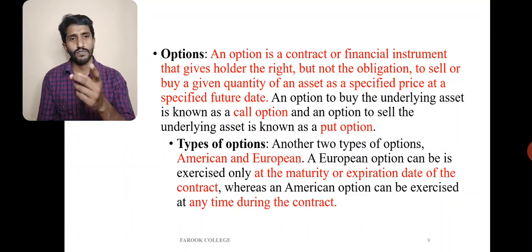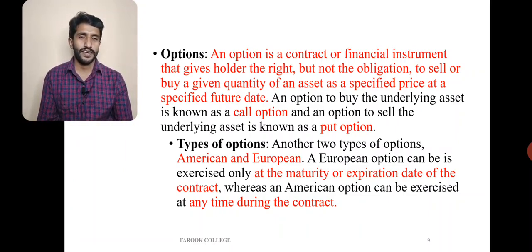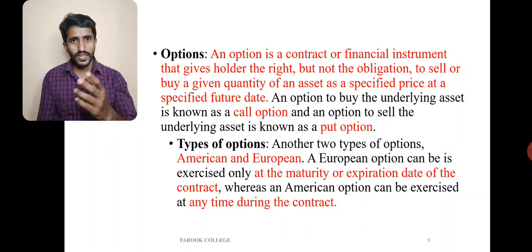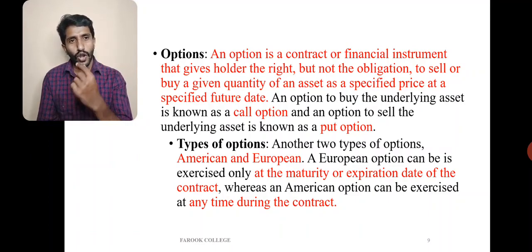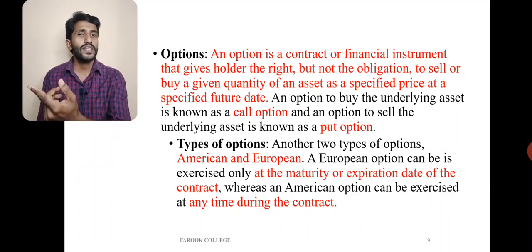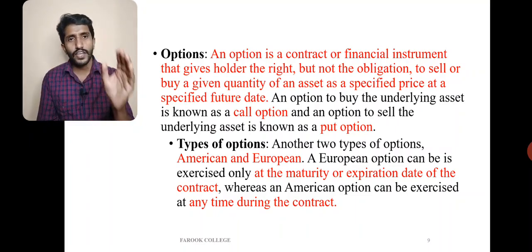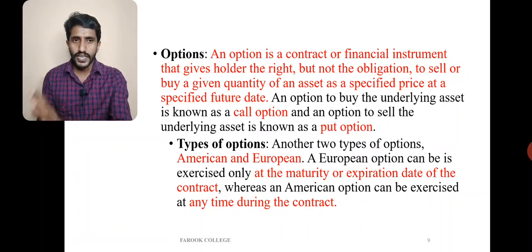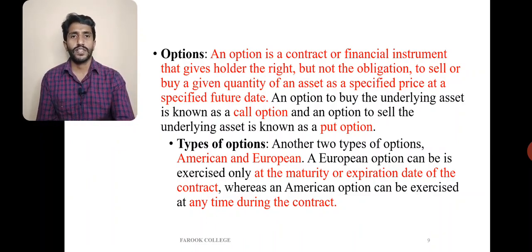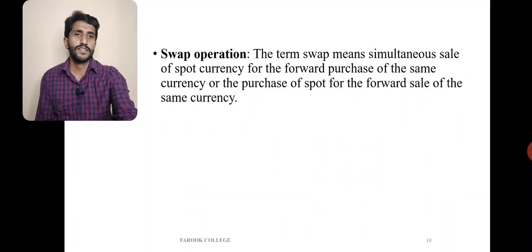So these are the differences between American option and European option. So I think you got the difference between put option and call option. Call option is a buying option and put option is a selling option. All are future contracts. European option should happen only at the expiration date or the maturity date. But American option can be exercised at any time during the contract. So these are the differences.